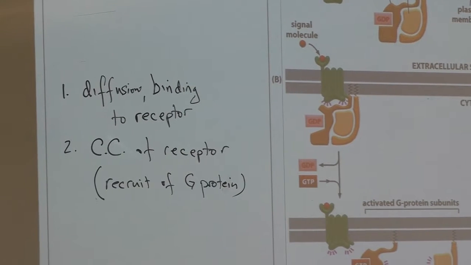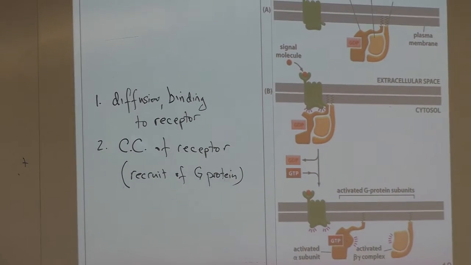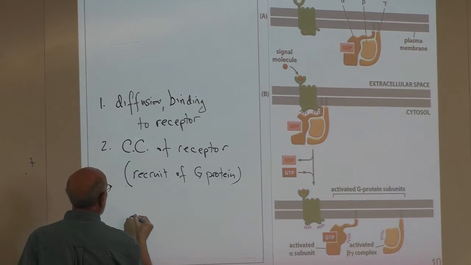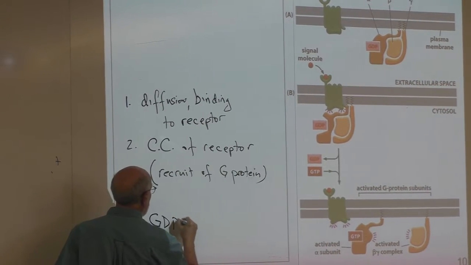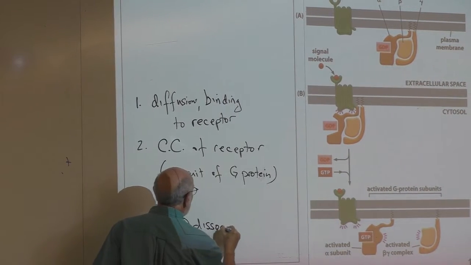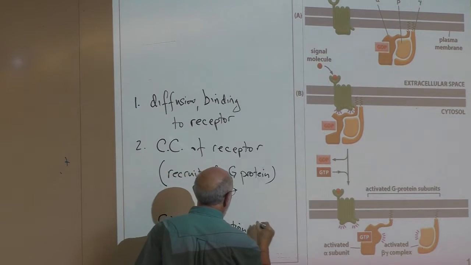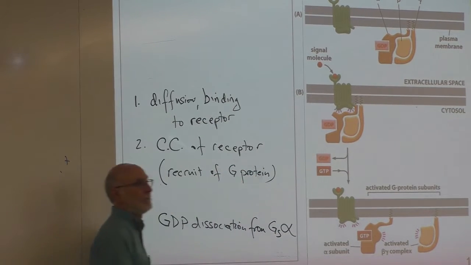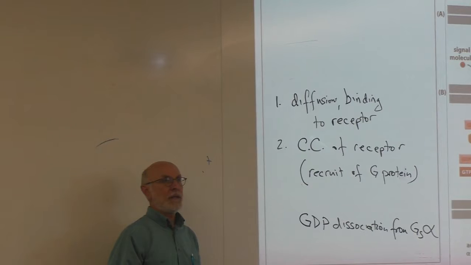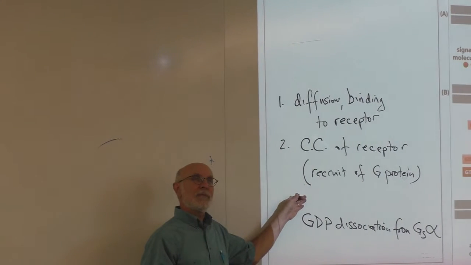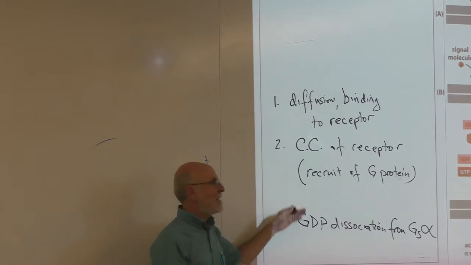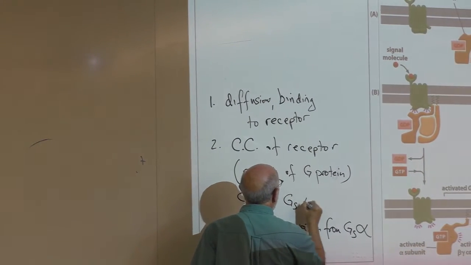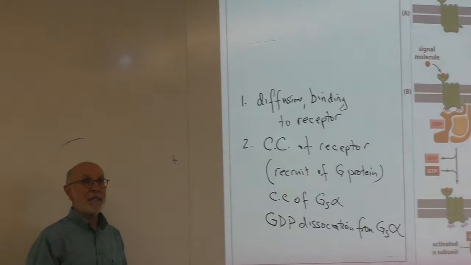But what definitely happens? GDP dissociation. Okay, we'll get there. I'm going to leave room here for GDP dissociation from GS alpha, the alpha subunit of the G protein. What goes in this space right here? Conformational change of the GS alpha, the alpha subunit of the G protein.